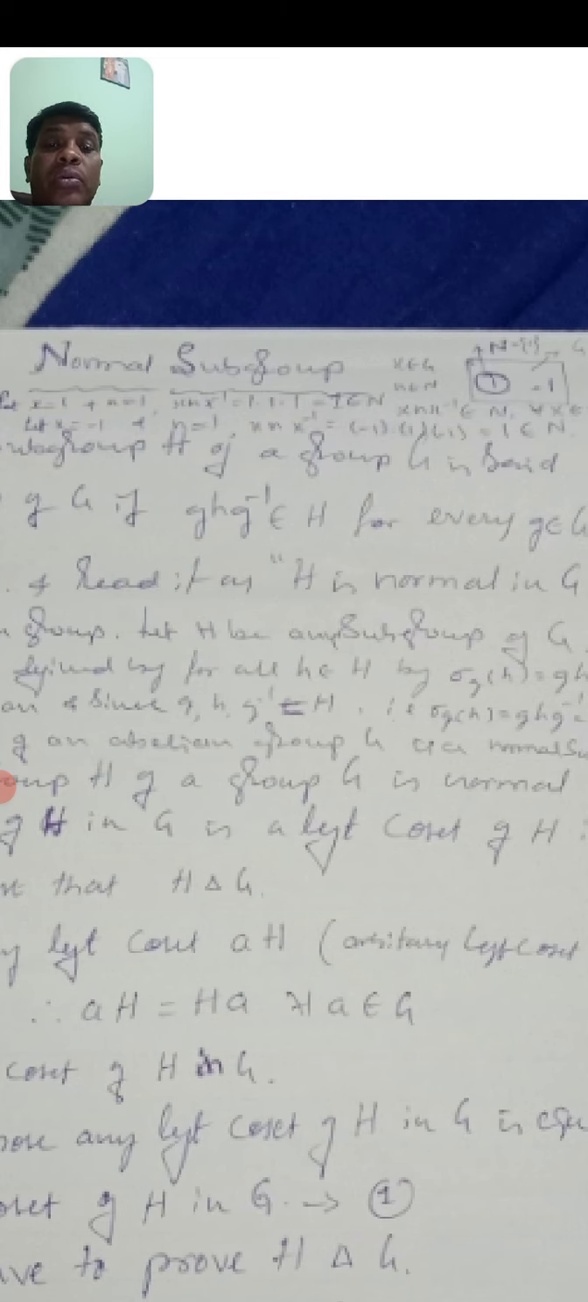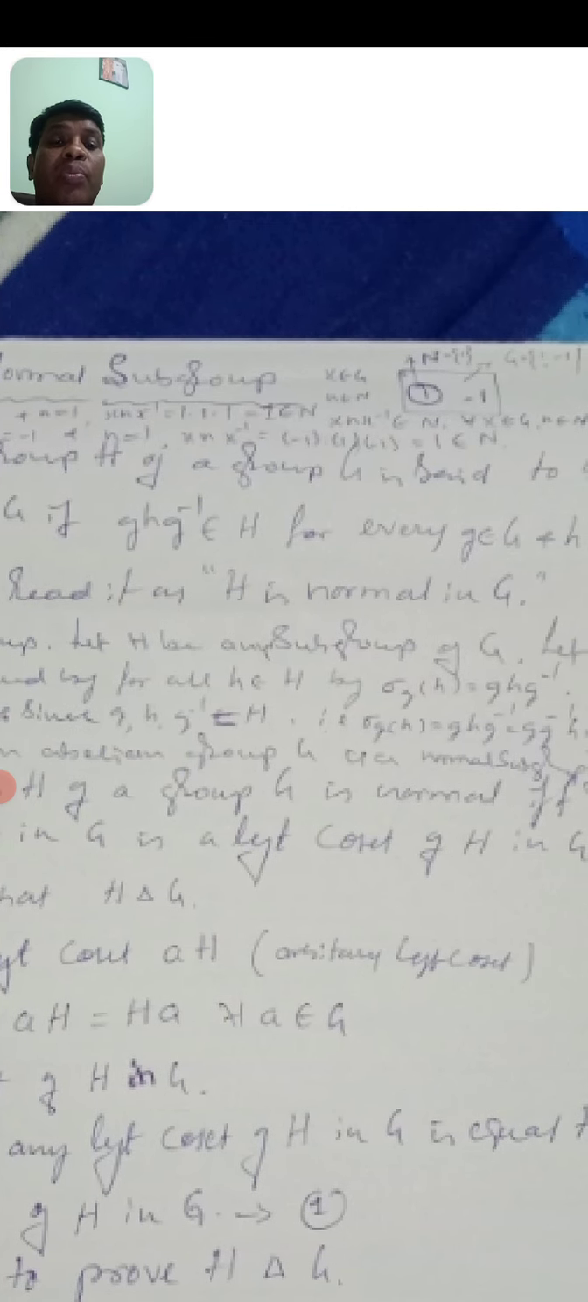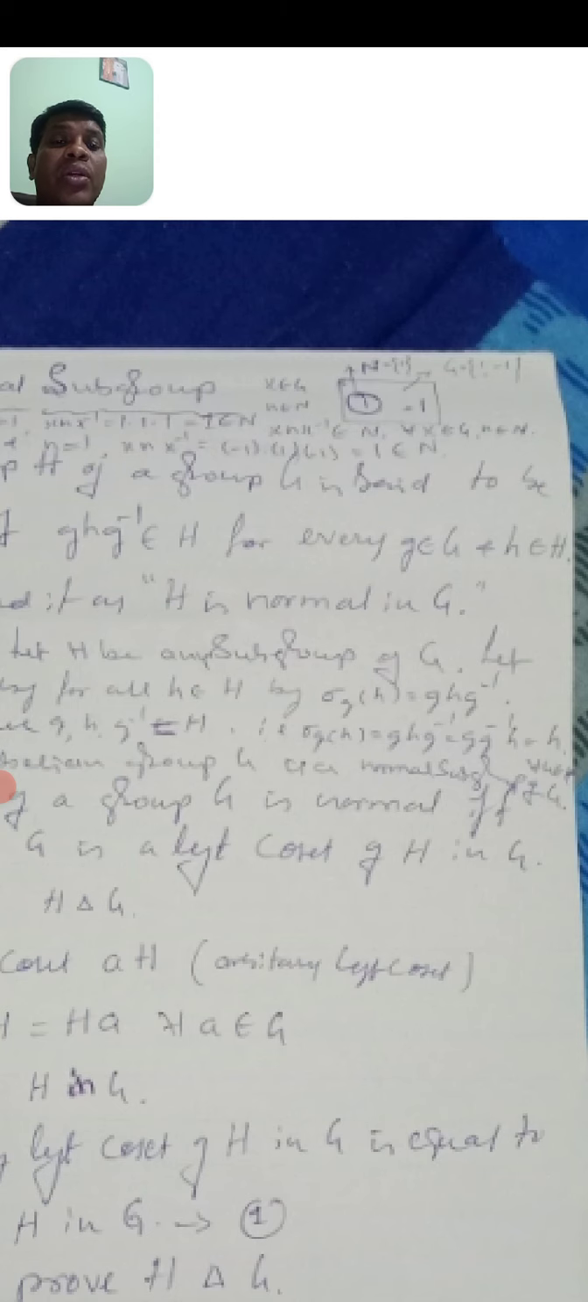So 1 belongs to N, and for all x belongs to G, let x equal to -1 and n equal to 1, then x n x inverse is equal to -1 times 1 times -1, which is equal to 1. So 1 belongs to the subgroup N for all x belonging to G. This is called a normal subgroup.